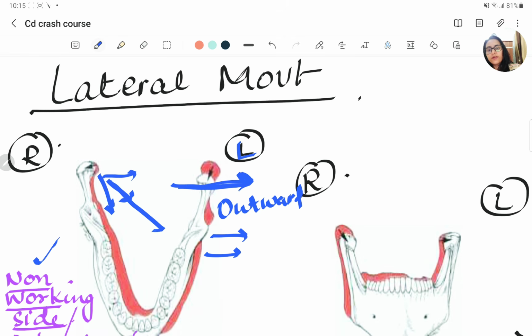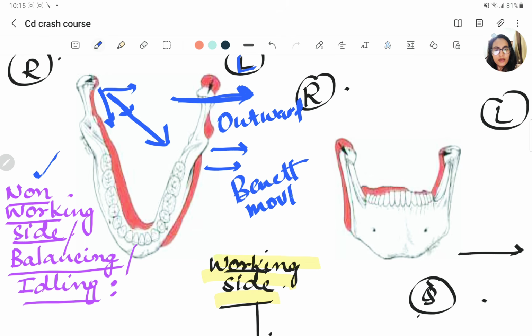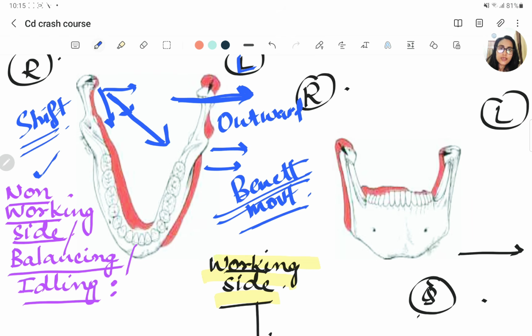So the net movement will be like this: downward, forward and inward for the non-working side, or we can say balancing or idling side. Outward movement will be on the working side, that is known as the rotating condyle. So here we see Bennett movement, and on the non-working side we see the Bennett shift or Bennett angle. Bennett movement is towards the same side, that is the working side or the rotating condyle.